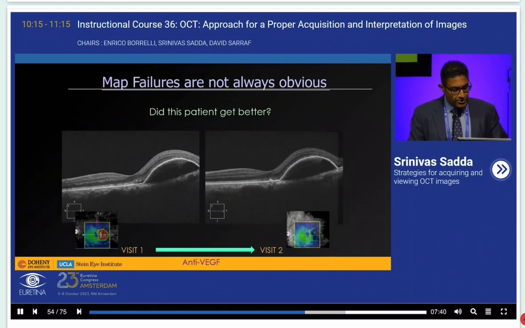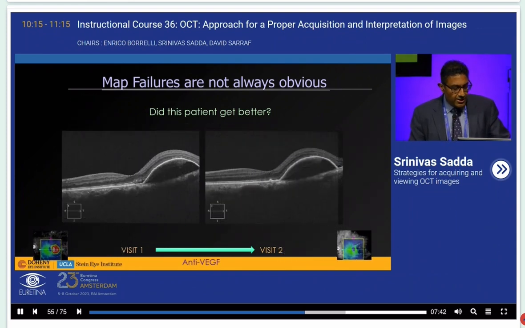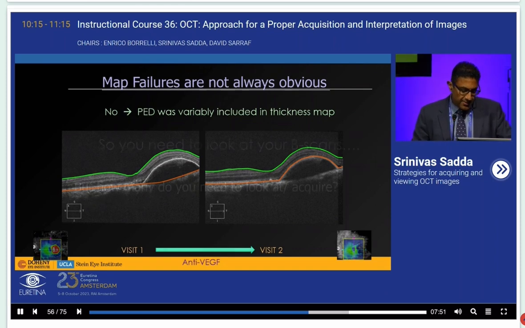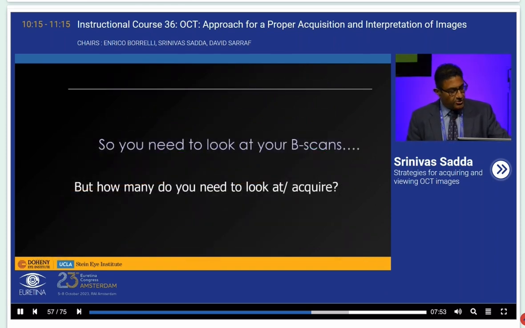Like in this illustration, where this patient didn't actually improve. It looked like the map was much better, but it was just because there was different segmentation. In one case, the PED was included. In the other case, after treatment, the PED wasn't. So it wasn't actually a treatment benefit.